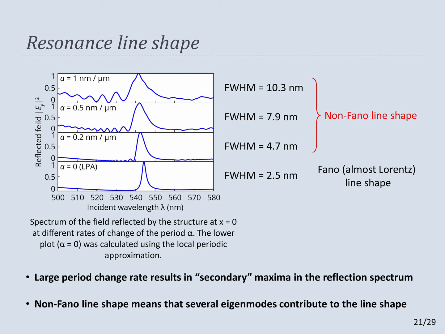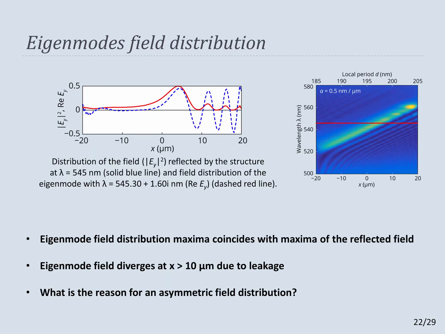This non-Fano line shape means that there are several eigenmodes which contribute to the reflection spectrum. Let us study these eigenmodes. We do this by considering a horizontal cross-section of the reflected field spectrum shown on the right. This cross-section is shown on the left with a red line. The dashed blue line shows the eigenmode field distribution, which was calculated as the pole of the scattering matrix of the considered structure. We can see that the maxima of these two lines almost coincide. This means that the optical properties of the considered structure can be described in terms of its eigenmodes.